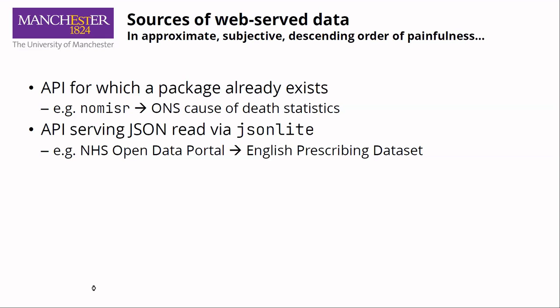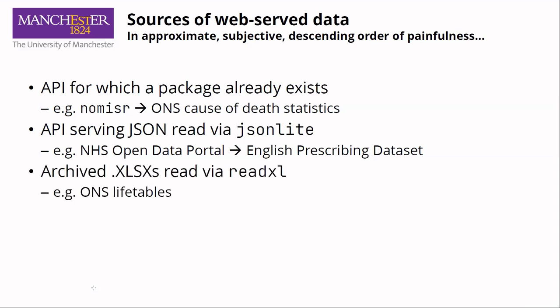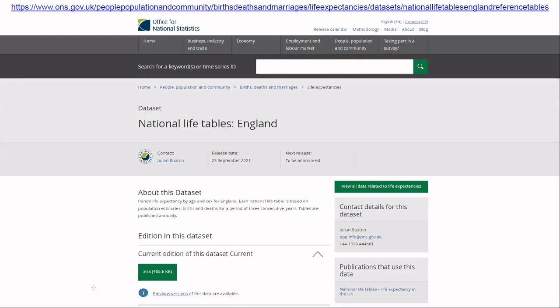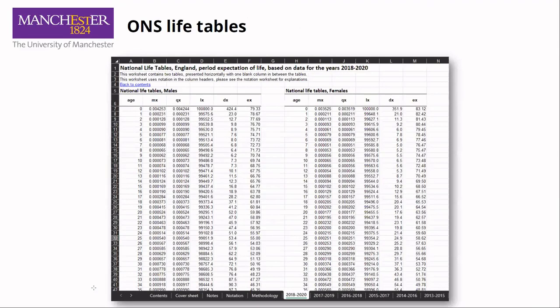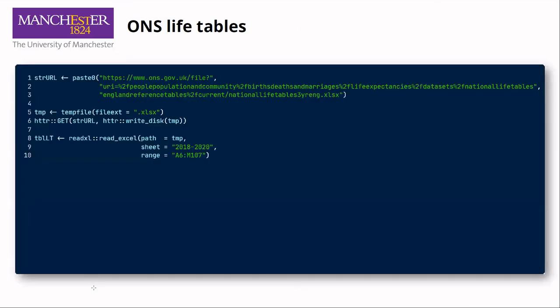So one level more difficult than that, trying to read Excel workbooks that are archived somewhere on the internet, but that can be relatively trivial. The ONS life tables are an example I'm sure almost everyone in this room will be familiar with, where you can go and download an Excel spreadsheet containing data on life expectation over years and years. I'm sure loads of people know this spreadsheet well. And it's obviously relatively trivial to go and find that.